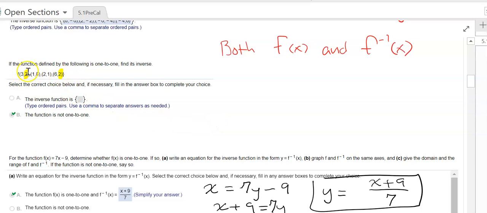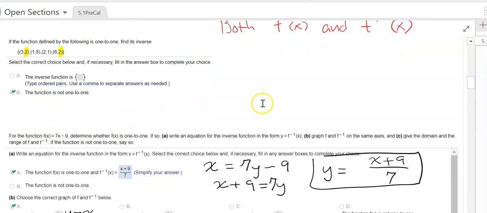In this next problem, here's an example where the function is one-to-one, but its inverse wouldn't be, because we have this y value of 2, and it's paired up with two different x values here. So that's why this one is not one-to-one.